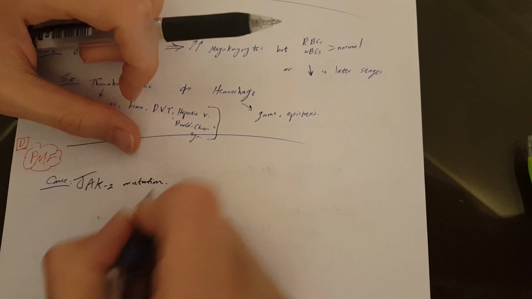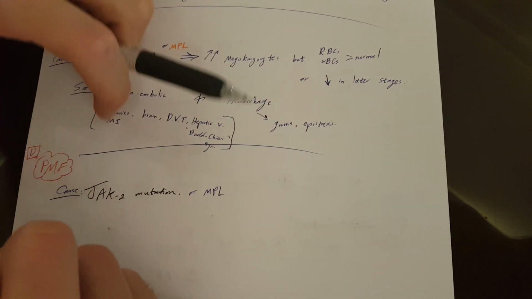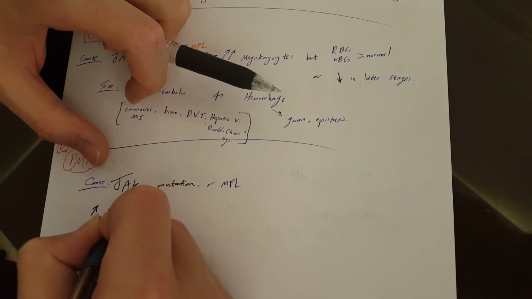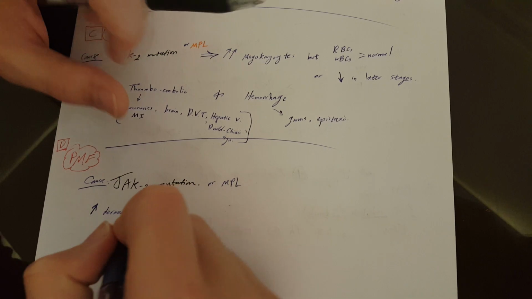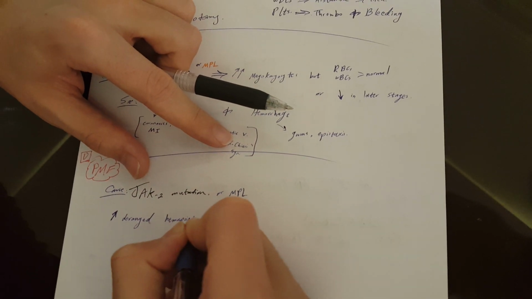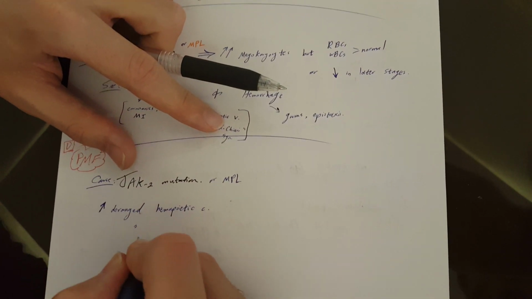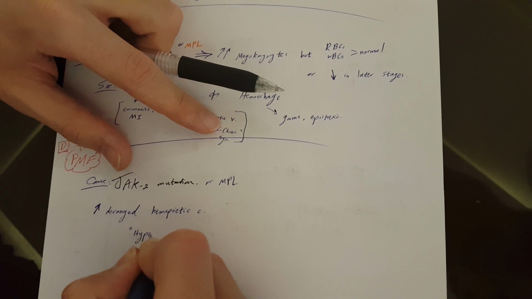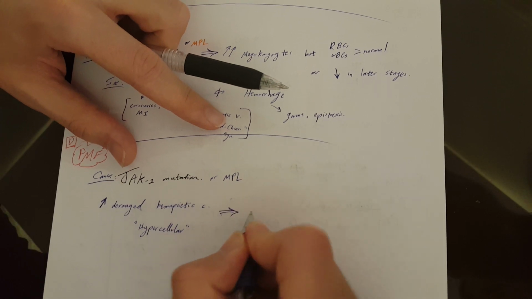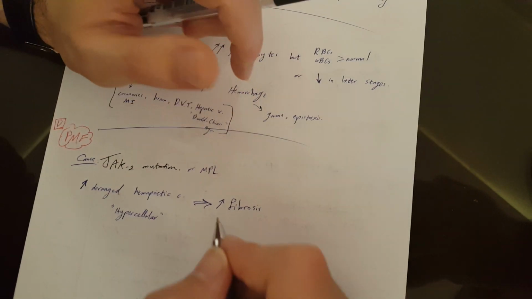Okay, a JAK2 mutation or MPL. Okay? So what happens in here? There are too many abnormal, or let's change the word and call it deranged, hematopoietic cells, meaning the bone marrow is going to be what? Hypercellular. Okay? What does it lead to? Too much fibrosis. Exactly, fibrosis.